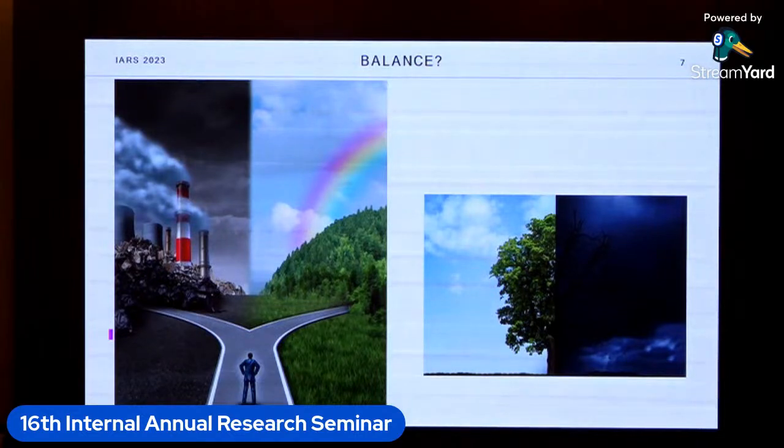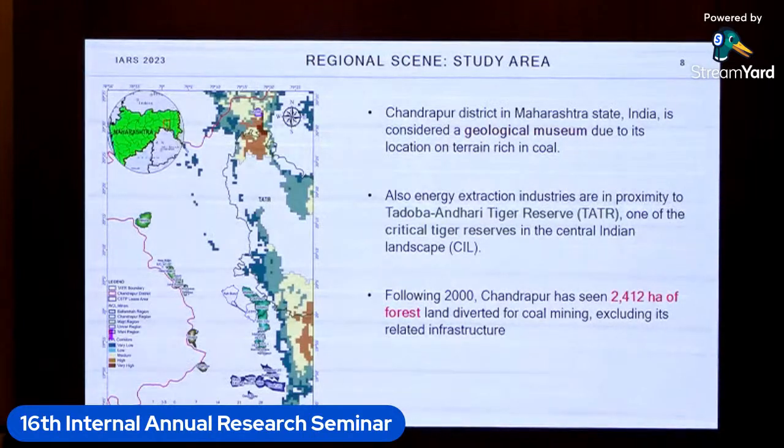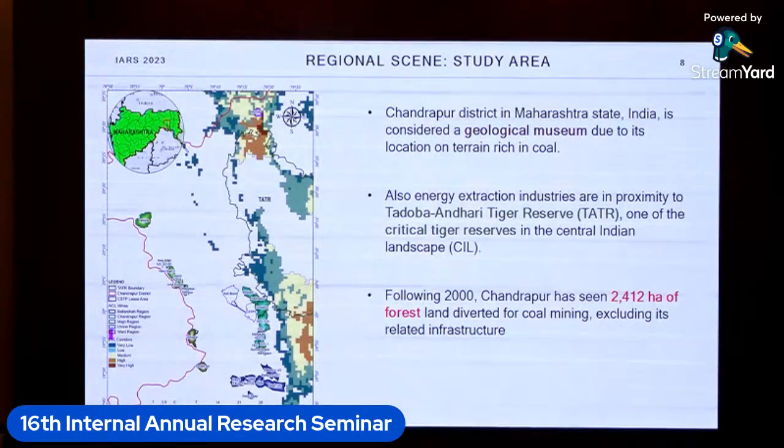To find that balance, we need detailed studies, and we wanted to do those studies and find a landscape for that. We found a perfect landscape, Chandrapur. It has 29 coal mines. Also, it has Chandrapur Super Thermal Power Plant. It has Tadoba Tiger Reserve, which has a high tiger density.